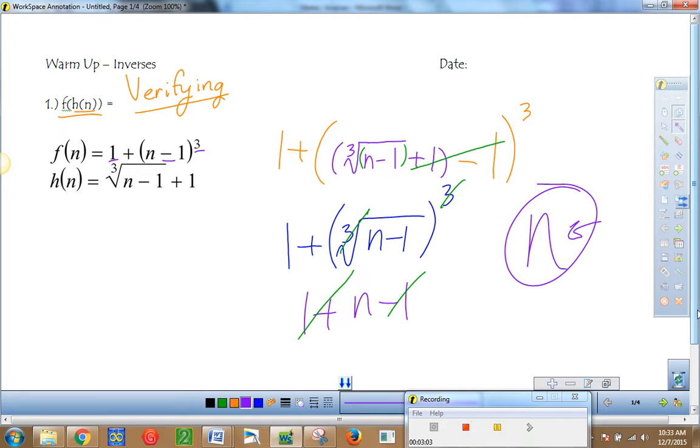It's just beautiful. This proves that yes, they are inverses. If you get anything besides n, they're not inverses. N squared, not inverses. N minus 1, not inverses. 3n, not inverses. Negative n, not inverses. Cool? So how about this guy?